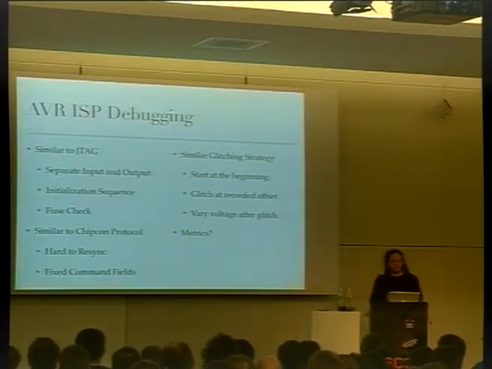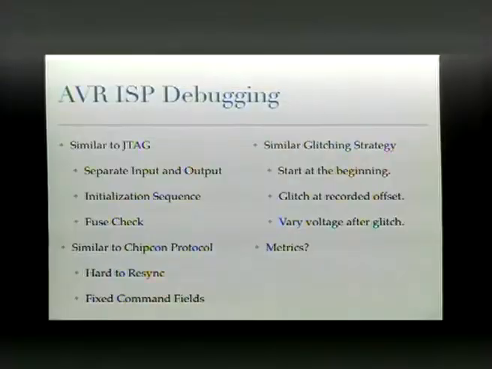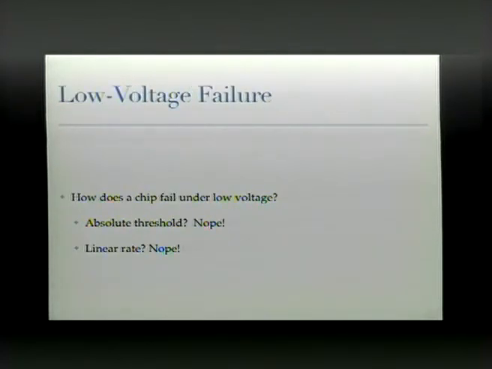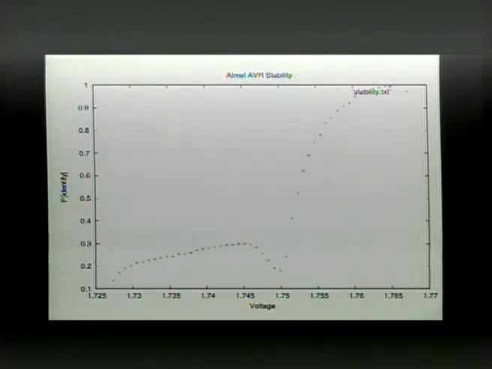Running low on time, so I'll skip through ISP debugging, except to point out that it's very similar to the previous chips, except that it really has a lot of awkward bytes that can come out of sequence or out of order. And a good way to get around that is to actually graph what the thresholds are. So if I have this chip and I'm lowering the voltage on it, at what voltage does it fail? If I look this up in the data sheet, they give me a single threshold. That's not what it looks like. This is what it looks like.